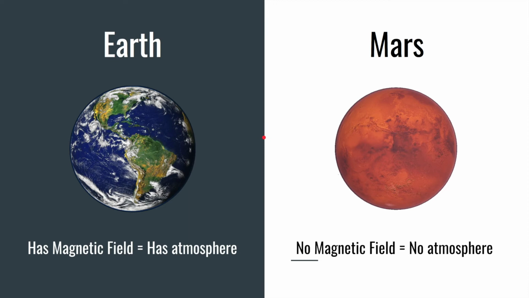So let's take a look at Earth and Mars. Earth, we just discussed that it has a magnetic field, and because of it, we have an atmosphere. Those magnetic fields contain the atmosphere close to the Earth. But on Mars, we don't have any magnetic field, and we'll discuss why it doesn't have it, and therefore it doesn't have an atmosphere. The atmosphere plays a vital role in creating living things on the planet.